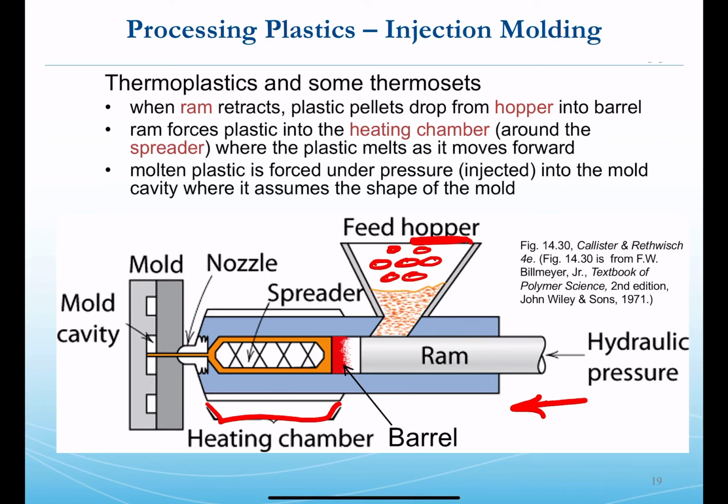And ultimately, this hydraulic pressure and ram helps drive the molten plastic from that spreader heating chamber area into a mold where the cavity not occupied by mold material will ultimately acquire the molten plastic. So the molten plastic is forced under pressure into the mold cavities where it takes the form of the tool or the mold cavity there to make the final object.